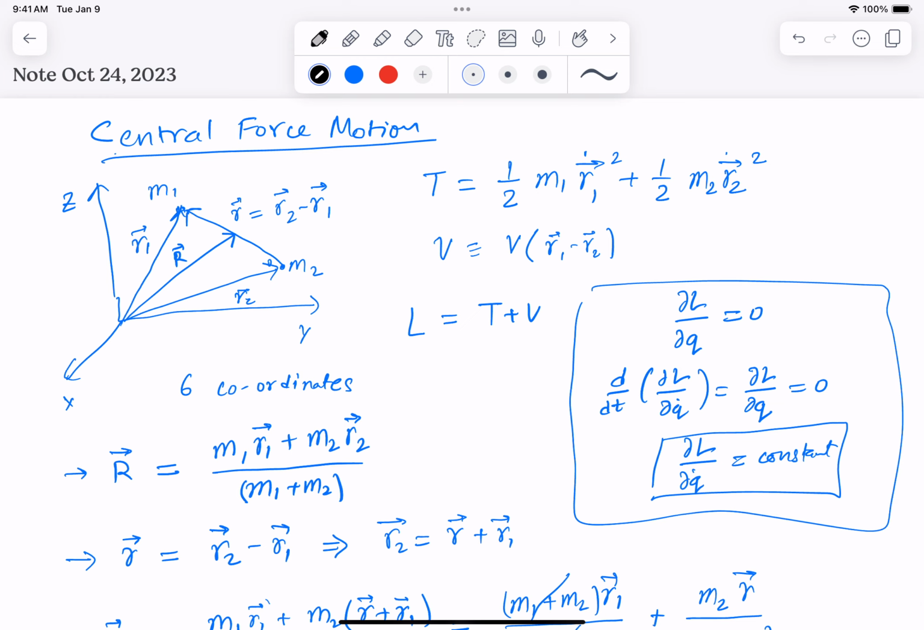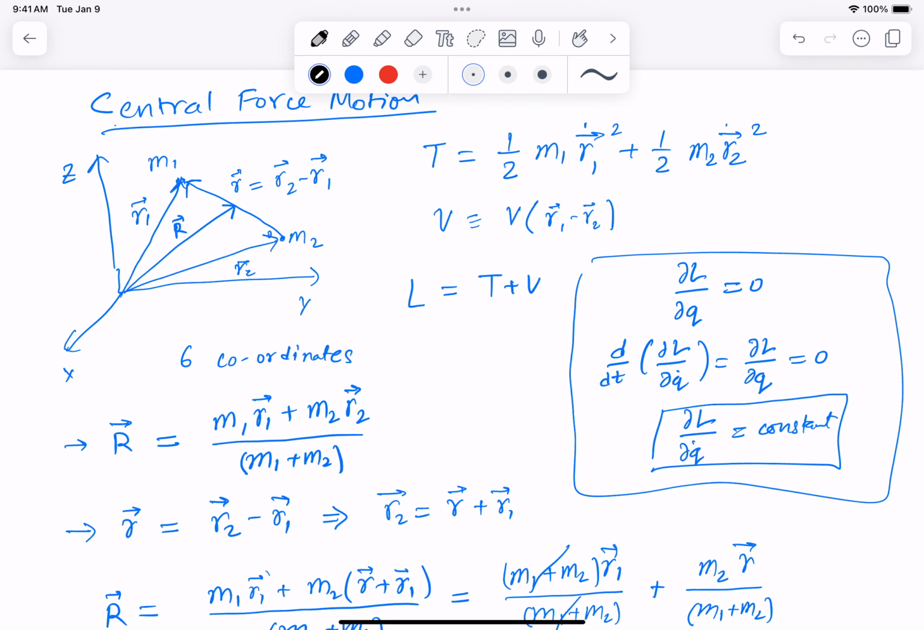We started with central force motion, where there were two objects, M1 and M2. They interacted with each other only in terms of their relative position. There was no other force. The relative position only mattered. So we write down the kinetic energy and we write down the potential energy, which depends on R1 and R2 right here.